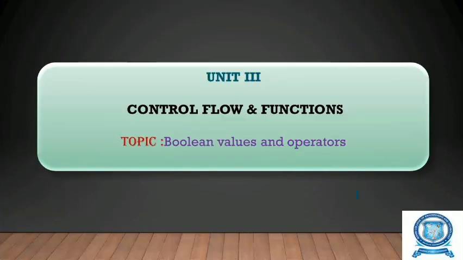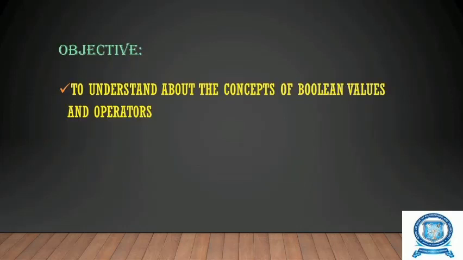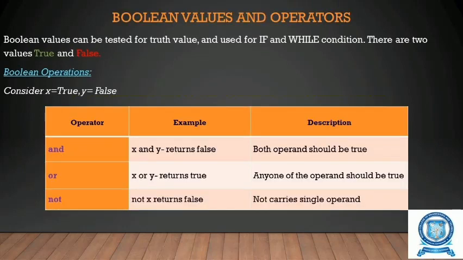We are discussing Unit 3 here, that is control flow and functions. The topic explained here is Boolean values and operators. Let us know about the objective first. The objective of learning this topic is to have a better understanding of the concepts of Boolean values and operators.